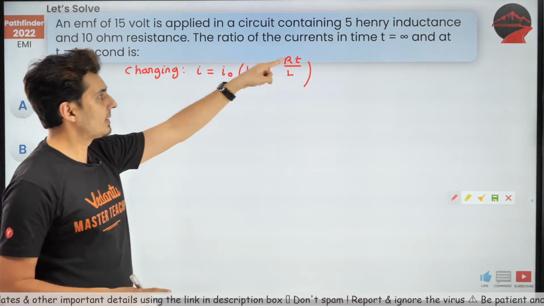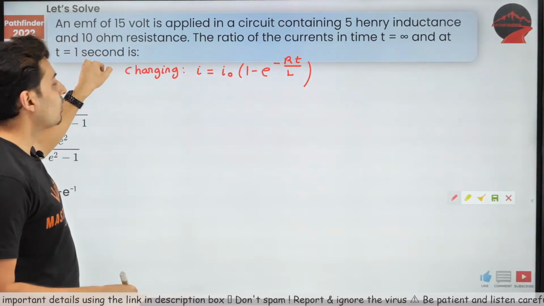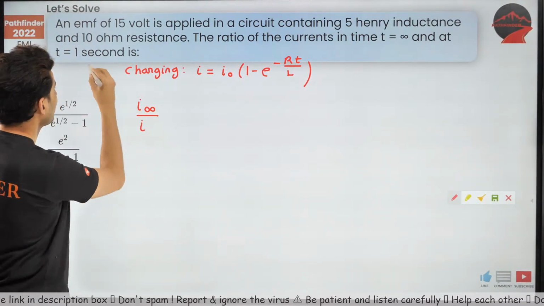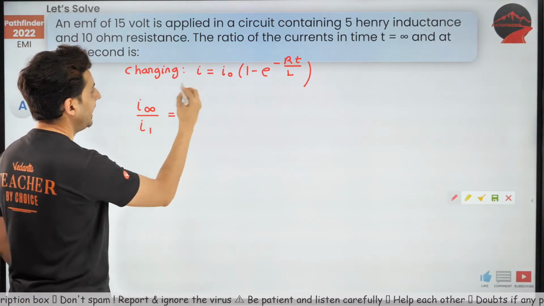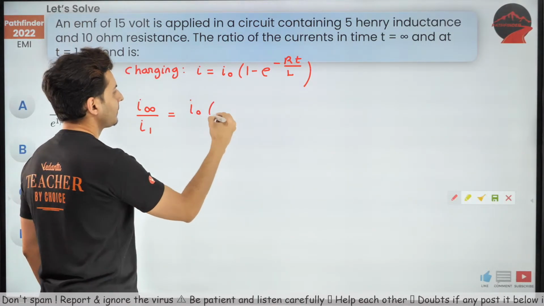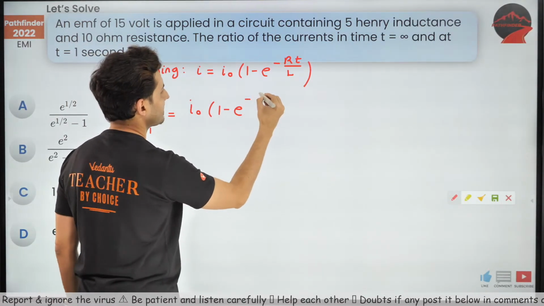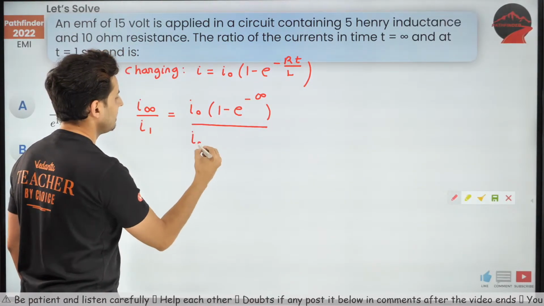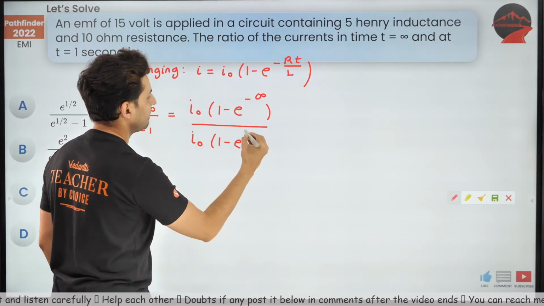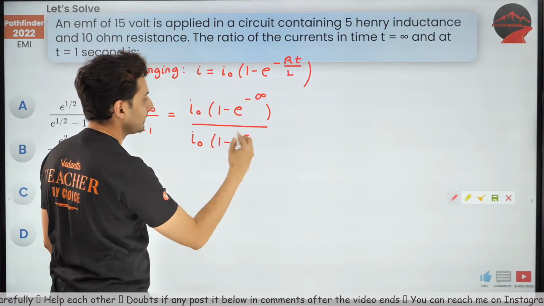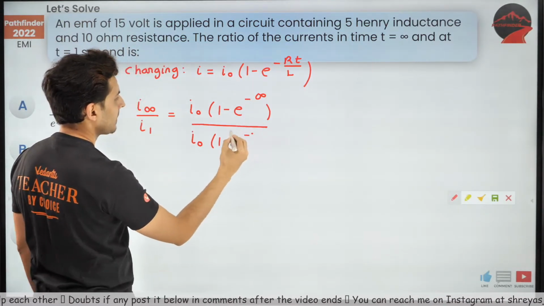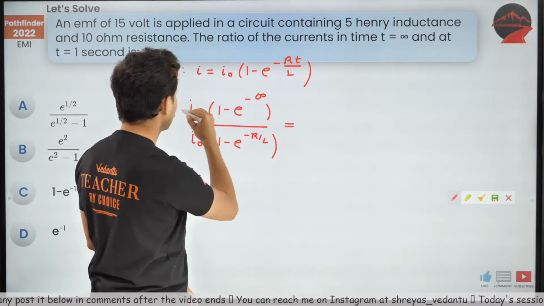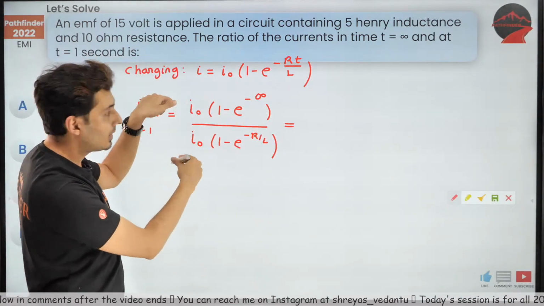Now, there are two times, one is infinite time and one is 1 second. So the ratio that I have been asked to find is I infinity by I1. So I infinity will be I naught times 1 minus e to the power minus infinity, and I1 will be I naught times 1 minus e to the power minus, put the value of time as 1, R by L. That's it. So what will happen next? I naught will cancel. I hope you can see that.